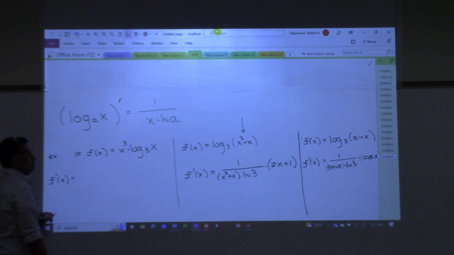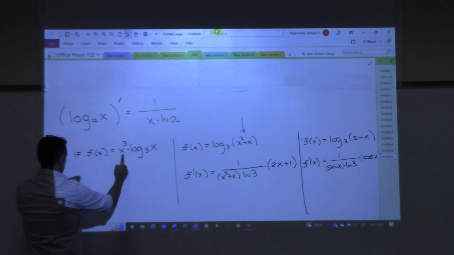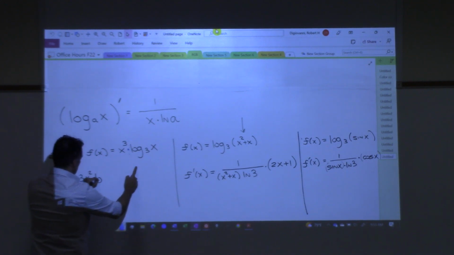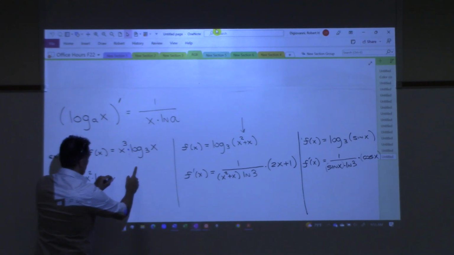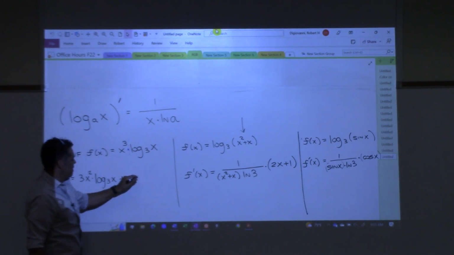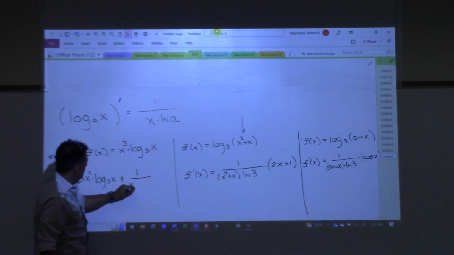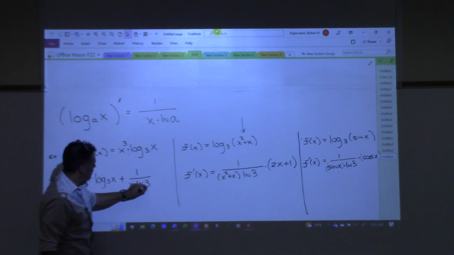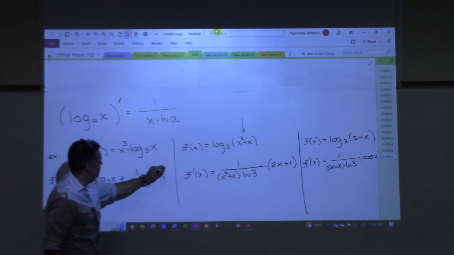Here we go. Who wants this? Yeah? Go ahead. 3x. Hold on. 3x. Oh, 3x squared. Okay, there you go. Times log base 3 of x. Okay. Plus 1 over x times natural log 3 times x to the cube. Yep, that's it. There you go.